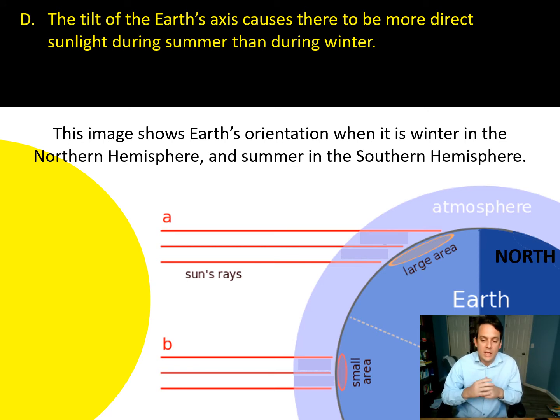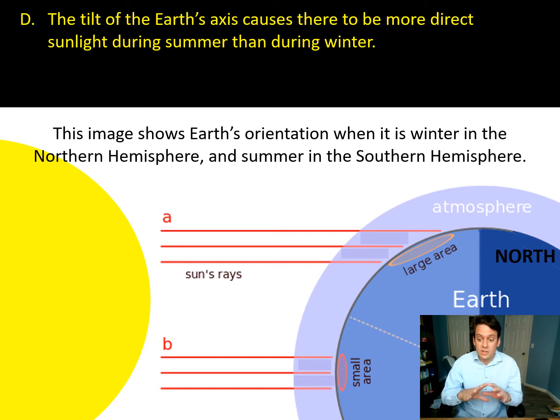And so if you think about each ray as carrying along a certain amount of energy, that means that all of that energy is deposited in a relatively small area on Earth. And as you might expect, when you deposit more energy in a small area, things get hotter. In contrast, because the northern hemisphere is tilted away from the sun, those same 3 sun rays, if you will, get spread out over a larger surface area of the Earth. And so the same amount of energy is spread out across a larger area. That means that each square centimeter or square meter, if you will, of the Earth's surface is getting less energy, and so it's going to be colder.